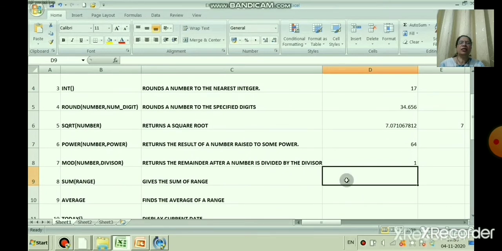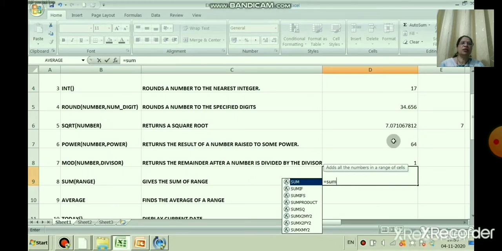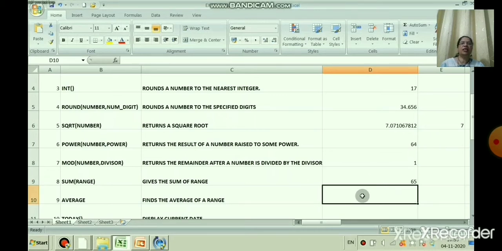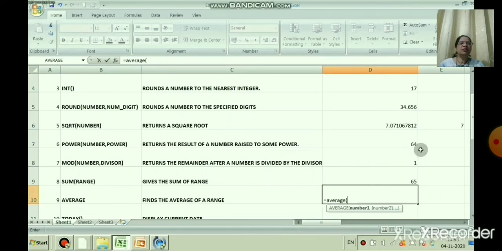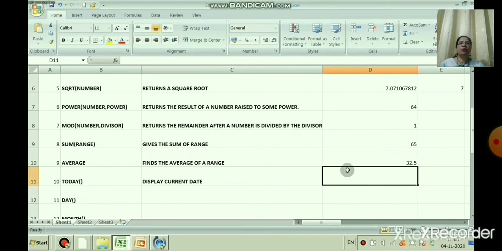Now the same thing, sum. All of you know the sum function gives the sum of a range. It is equal to SUM, and we are selecting the cells. Here I am selecting D7 to D8, that is 65, right. It gives the sum of the range. Same thing, average: is equal to AVERAGE, and we are taking 2 cells, that is 32.5. So the average is 32.5. This we have already learned.